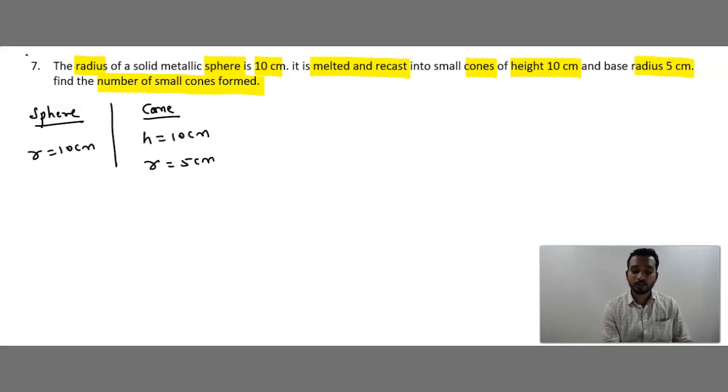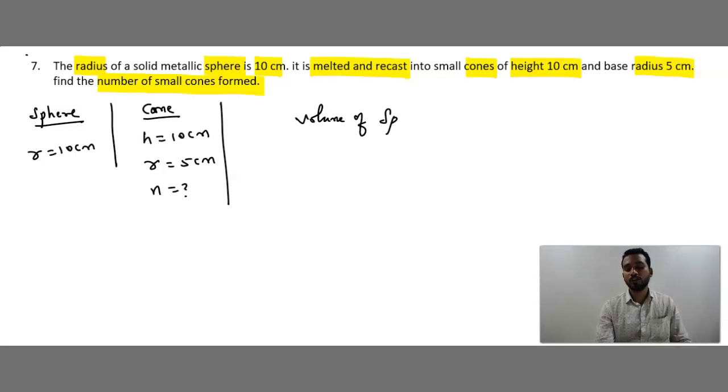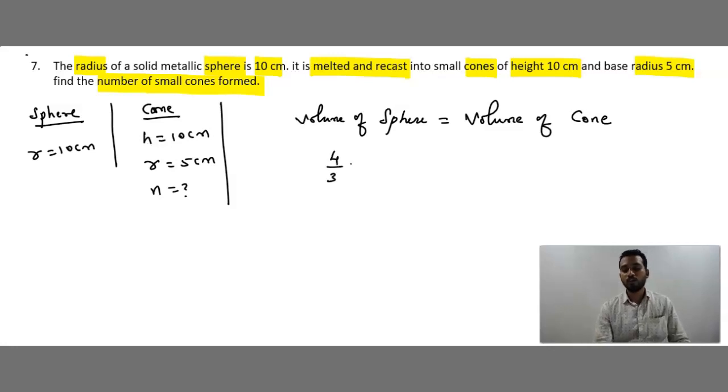5 centimeter. We should find how many cones can be formed. N number of cones, right? So first, we write: volume of sphere is equal to volume of cone. What is the volume of a sphere? 4 by 3 pi r cube, right?